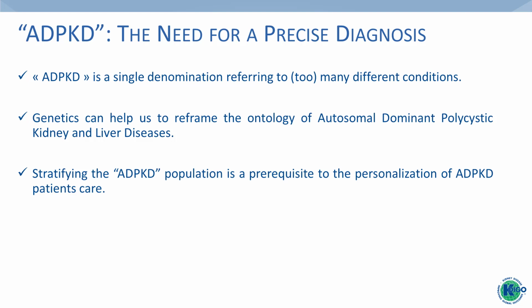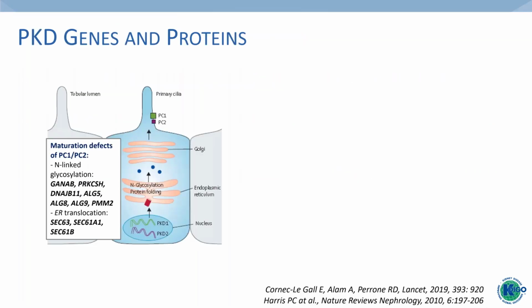And I believe, and I will try to show, that genetics can help us to reframe the ontology of autosomal dominant polycystic kidney and liver diseases. Because stratifying the disease is important, and it is a prerequisite to the personalization of ADPKD patients' care.